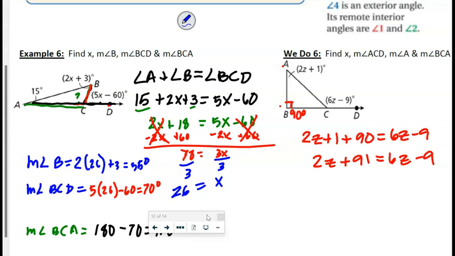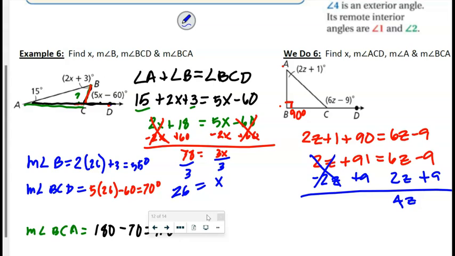So we're going to subtract 2z from both sides. That's going to give us 4z. Then we're going to add 9 to both sides. So that's now gone from there, and that's going to be equal to 100. How many times does 4 go into 100? 4 quarters make $1, right? So z equals 25. So now we're going to find the measure of ACD.